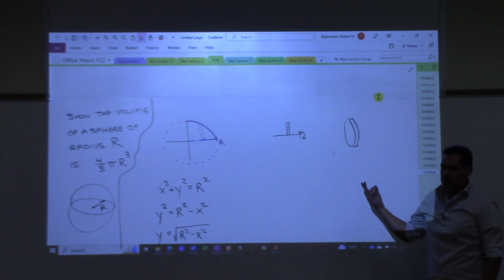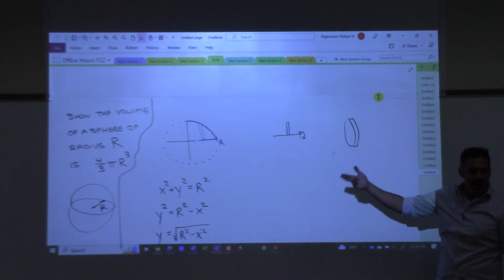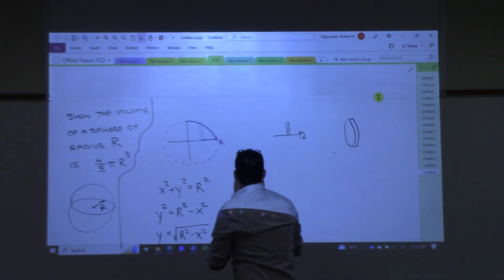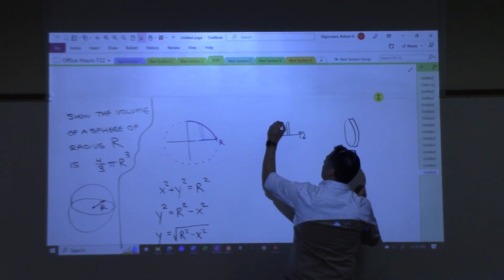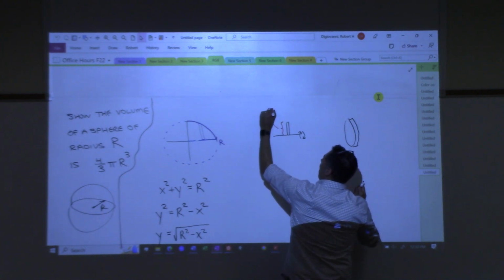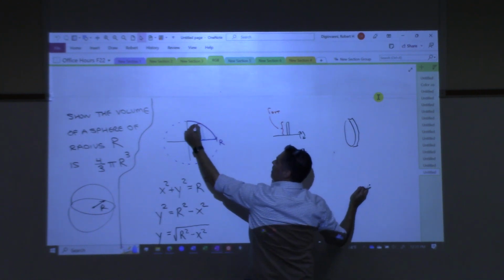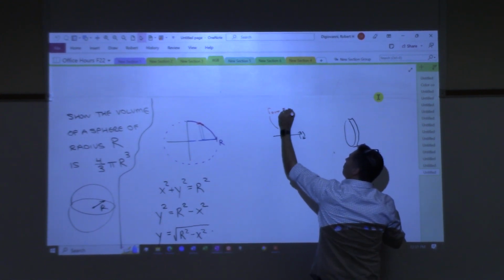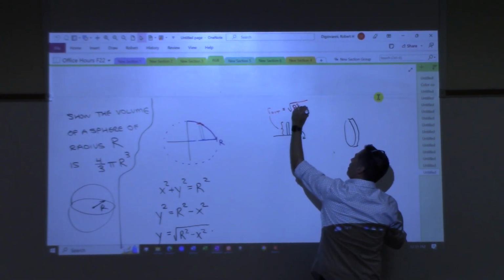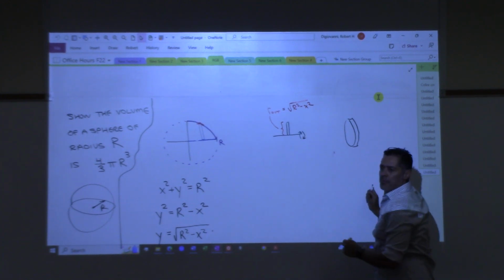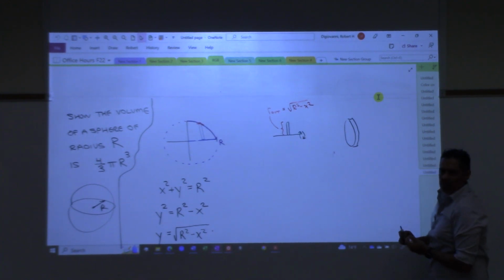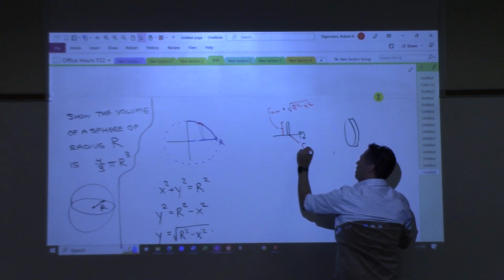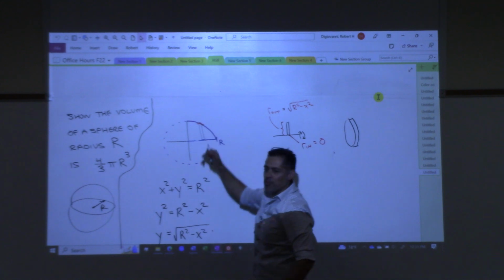And so I can just come up with a formula of what's R out, what's R in. What's R out? It's the square root of r squared minus x squared. This right here is R out. It's just that top piece right there, right? Which is this right here. Square root of capital R squared minus x squared, right? And then what's R in? 0. It's kind of weird, but R in is 0 because it's the bottom function, which is 0.